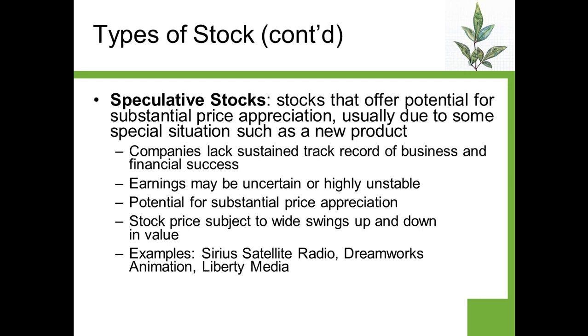These types of organizations may not be successful financially. Earnings may be uncertain or highly unstable because they are not sustainable financial organizations. There is potential for substantial price appreciation, because they are speculative and their prices are expected to go high. Stock prices are subject to wide swings up and down in value. Examples are Sirius Satellite Radio, DreamWorks Animation and Liberty Media. These US based organizations offer speculative stocks in the market.